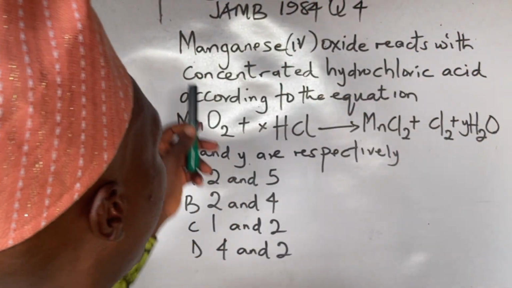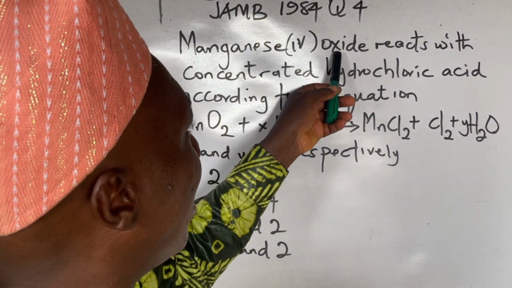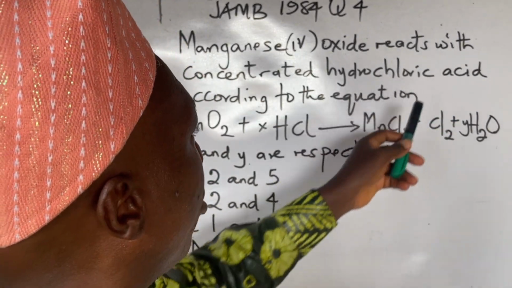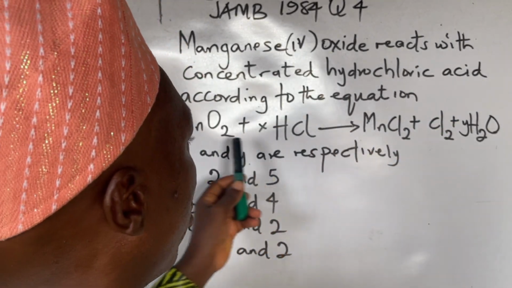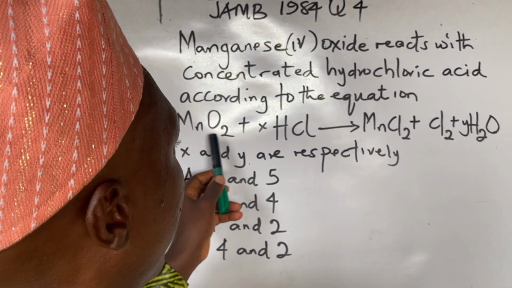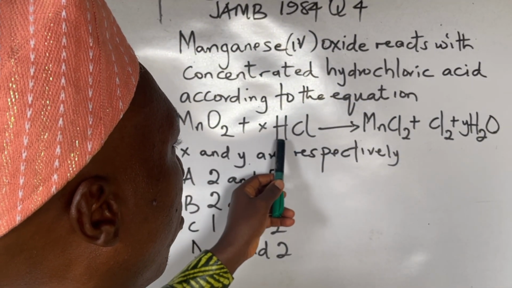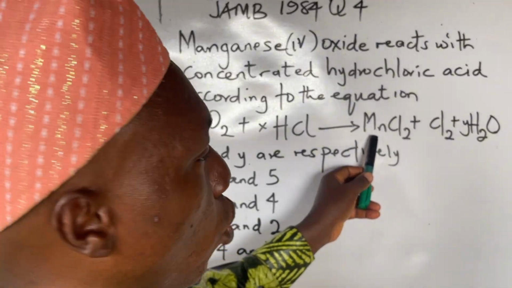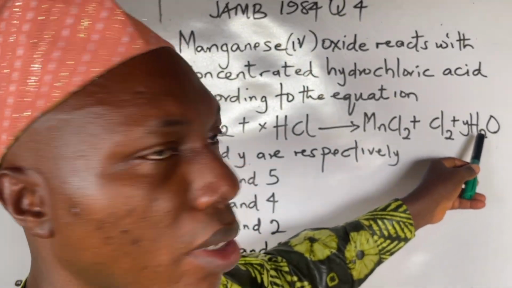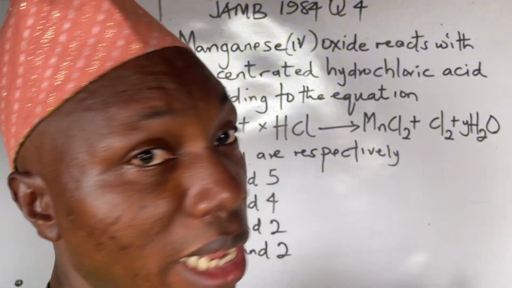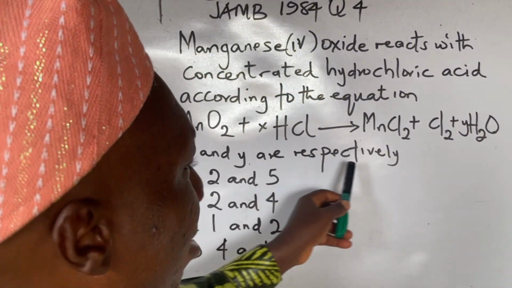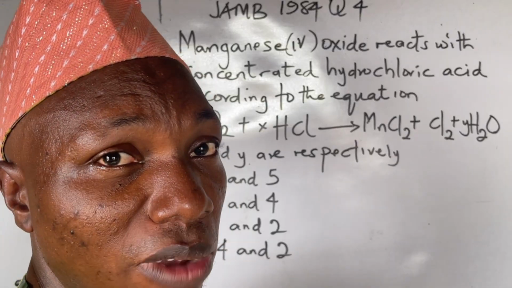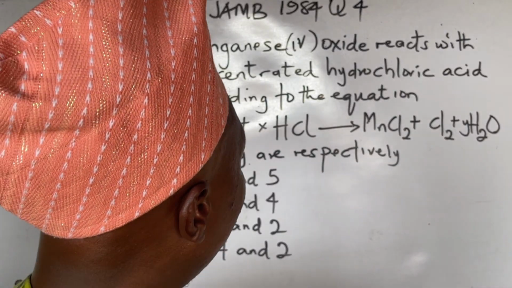It says manganese 4 oxide reacts with concentrated hydrochloric acid according to the equation. This is the equation: manganese 4 oxide plus X moles of hydrochloric acid gives manganese 2 chloride plus chlorine plus Y moles of water. So X and Y are respectively... So these are the options. The question asks us to find the unknown values of X and Y. So let's solve it then.